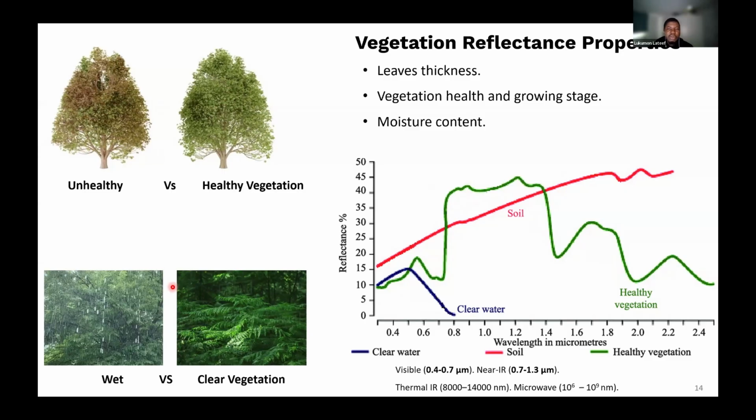Another point is the moisture or the water content in a leaf. We know that water has no or very low reflection in the infrared, which makes it appear black. We also know that vegetation has high reflectance in the infrared. So if there is water in a vegetation, it will tend to drag the reflectance down, making the reflectance very low. So these are some factors that affect the reflectance of vegetation in an image.